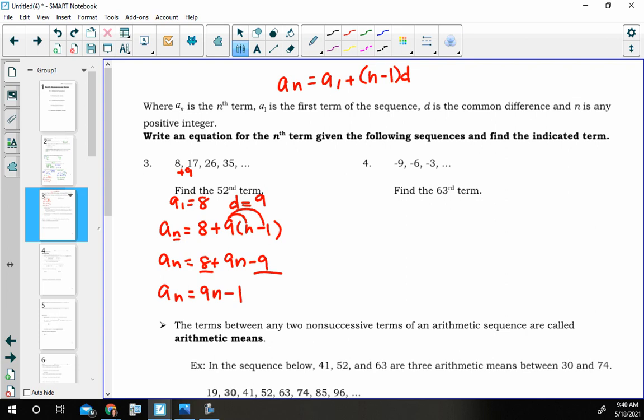Okay, so then it says, now find the 52nd term. So n stands for the nth term. So I'm going to plug in a sub 52, because remember, that little subscript means I'm trying to find that 52nd term. So a sub 52. Since this is 52, I have to write this other n as 52. So a sub 52 is equal to 9 times 52 minus 1, 467. So if I kept this pattern going all the way to the 52nd term, it would be 467. Okay, so I want you guys to pause the video and try to go ahead and do number 4, where you're finding the 63rd term.